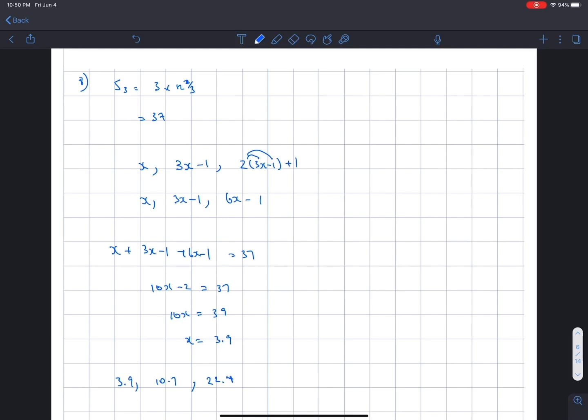Let me see. So the first number is x, second number is 3x minus 1, third number is 6x minus 1. That's correct. When I add it up, I get 10x minus 2 equals 37. That should be correct as well. Well, actually, it's 38. That's where I made the mistake. 12 and 2/3 times 3 is 38. So this will be 40. And x is going to be 4.